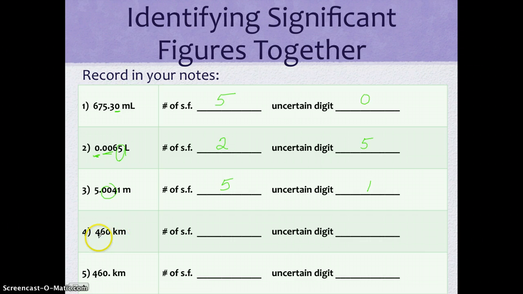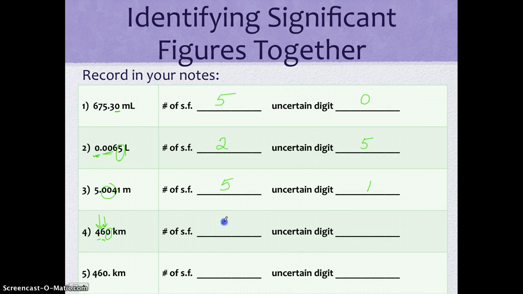In the next problem here, we can see the 4 and the 6 are non-zero digits, so they're significant. But this 0 here, we have to look at a little bit more closely. This 0 here actually is a placeholder. And we know it's a placeholder because there's no decimal following it. So the interpretation then is that this 4 is a certain digit and the 6 is an estimated digit. So this 6 here might be a 5, it could be a 7, so it could be 450 kilometers or 470 kilometers. But regardless, the 6 is our uncertain digit and the 0 is a placeholder.